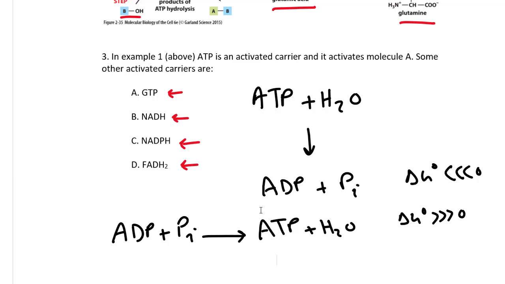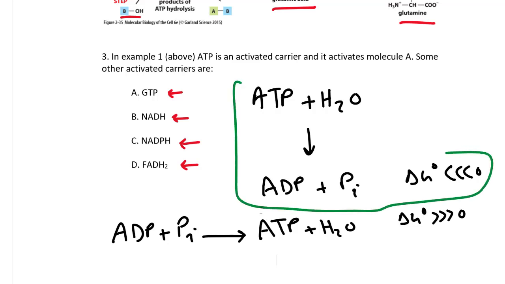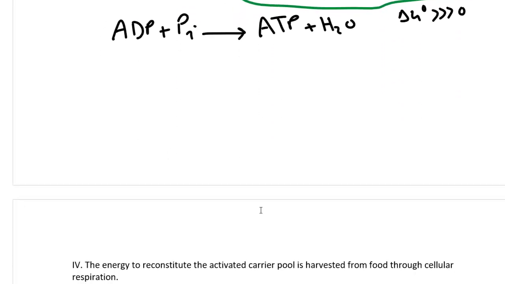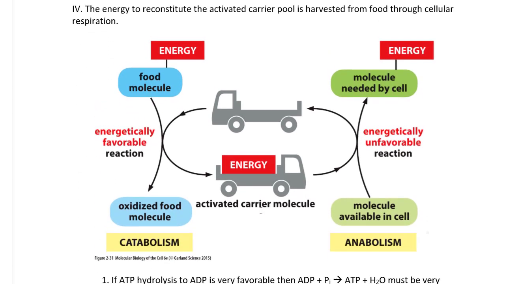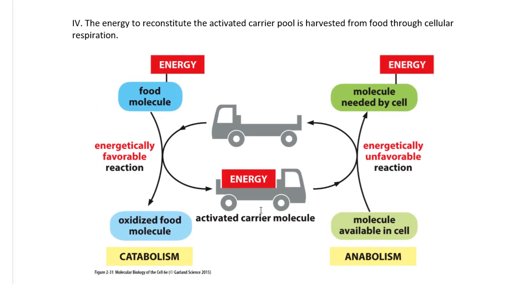So in this case, taking ADP and adding a third phosphate and getting ATP, you can then use ATP hydrolysis with this very negative delta G standard and couple that to many reactions that are unfavorable and have them be pushed forward. So the energy to reconstitute the activated carrier pool is harvested from food through cellular respiration.